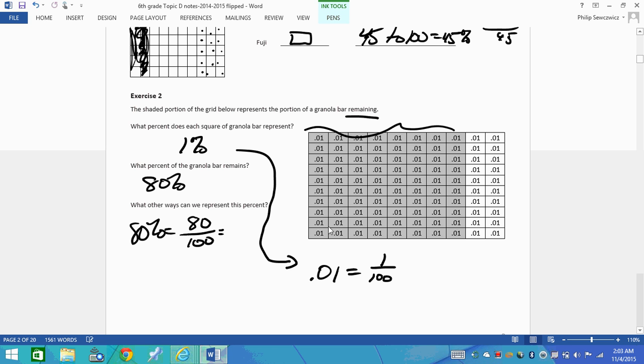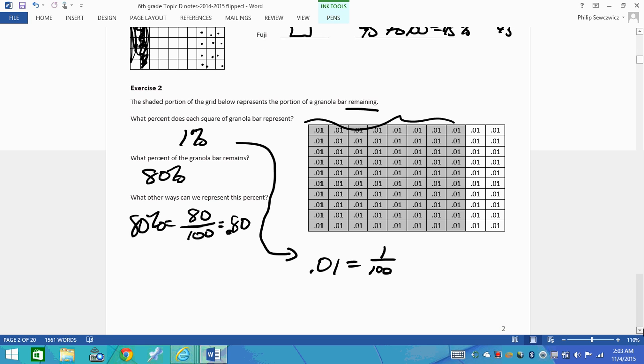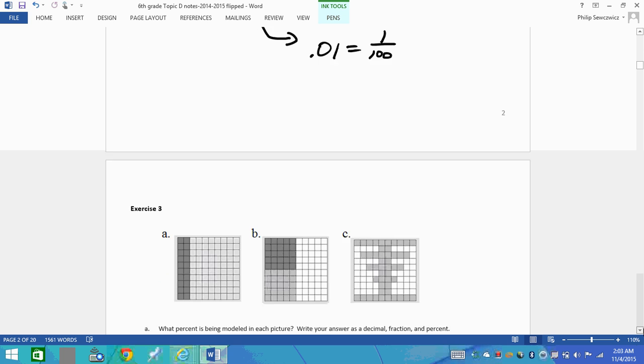I also notice here, if each of them are 100ths, and I've got 80 of them, I've got 80 hundredths. So what does 80 hundredths look like? Well, there is the number 80, and I need to have the tenths and the hundredths position. So there we go. So percents, fractions, and decimals all hang out together. They are good friends. So we do want to get used to them.